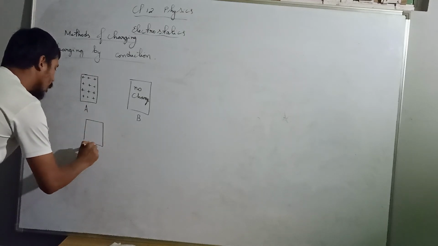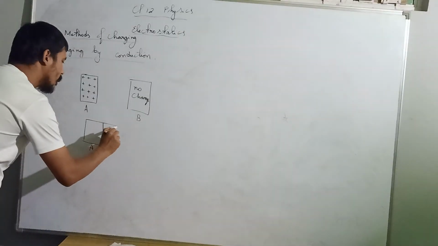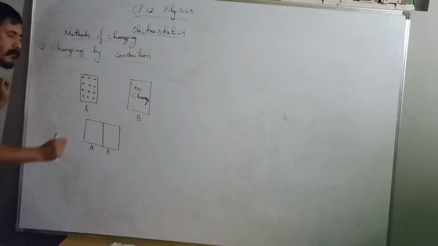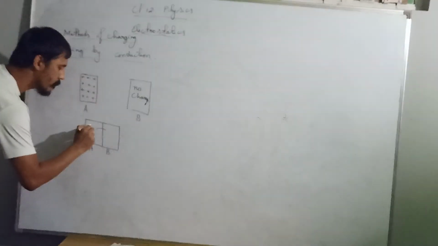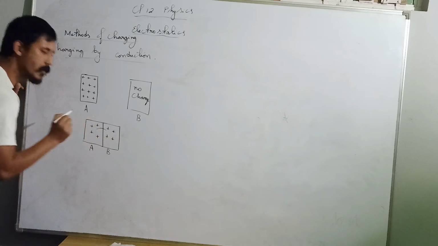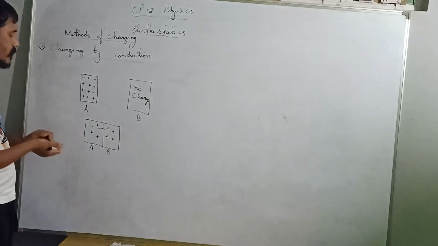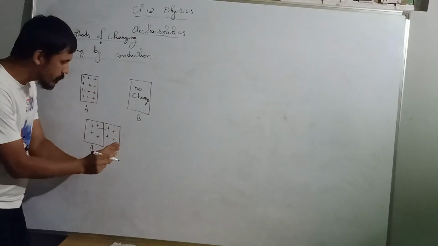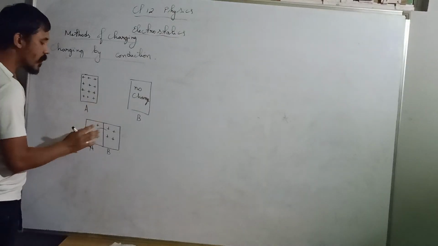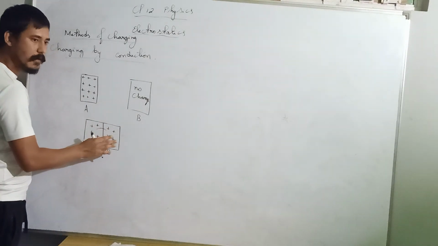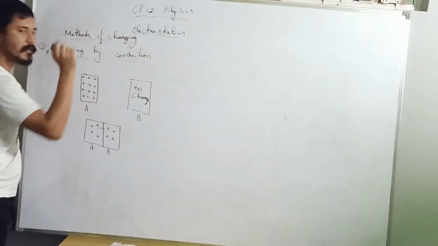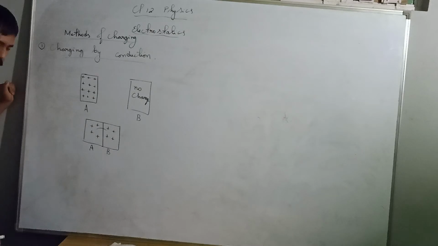Now, as you place body B in contact with A, the positive charges from A will start flowing towards B. It will keep on flowing till the charges in the two bodies become equal. That is how charging of an object can be done by conduction. Are you getting that?